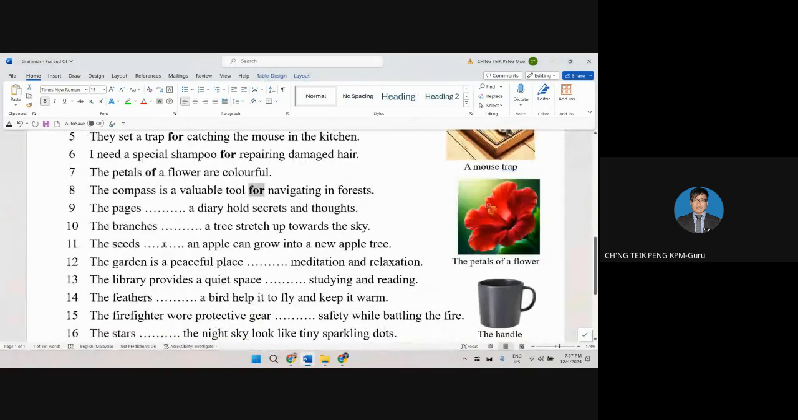Okay, come back here. So the compass is a valuable tool. And then you want to tell me the function of the tool. So tool for navigating in forest. Very good, that's a correct answer. And number 9, Yusheng?